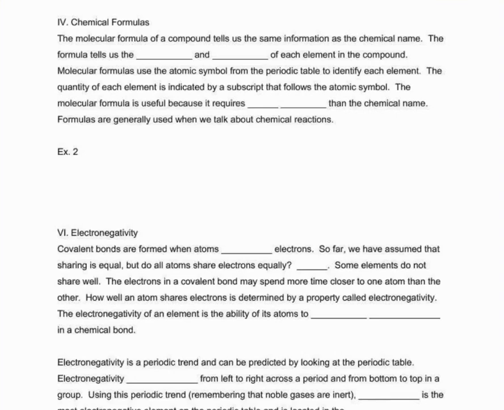Okay, this is Unit 6. Next up, we're talking about chemical formulas, and specifically, we're talking about covalent compounds. Really, these chemical formulas work the same way as any other chemical formula that we've learned about so far.